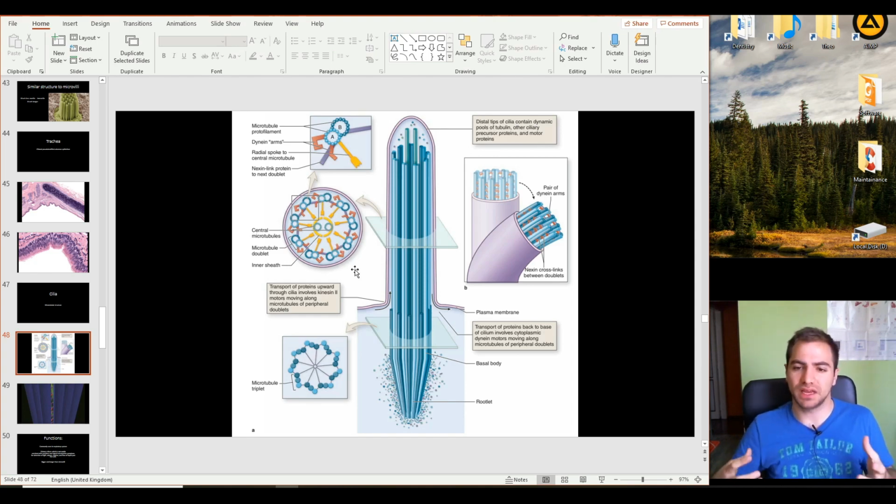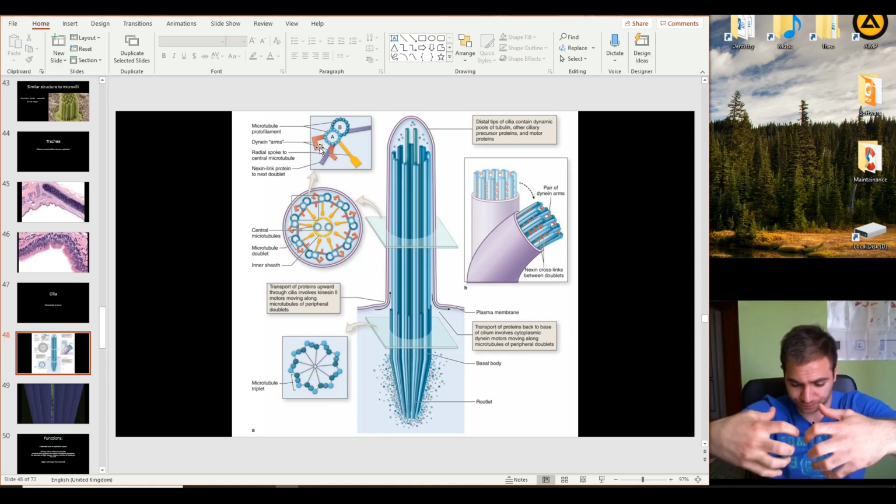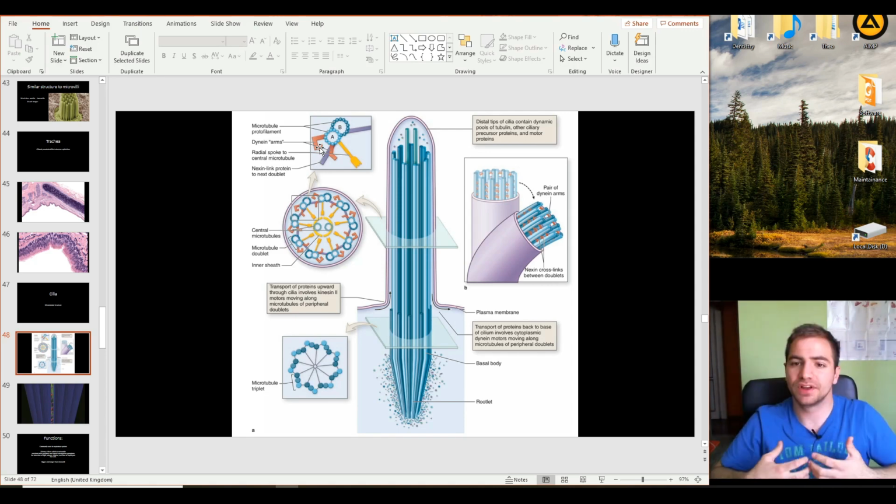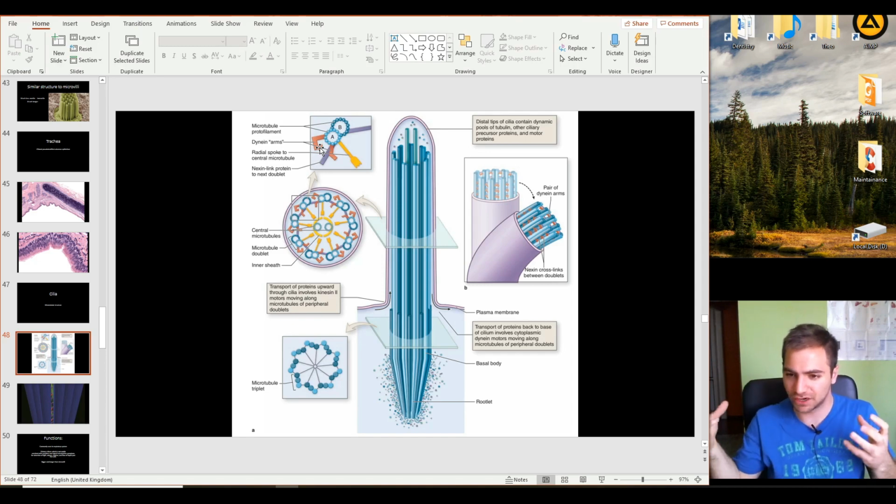So how do we make this structure move? How do we make this array of microtubules actually move? Well, if we zoom in on the structure, we can see that these two microtubules are connected with dynein arms. Dynein is a protein that has one function: to grab and to move inwards the other microtubule, the other structure that it grabs on to.